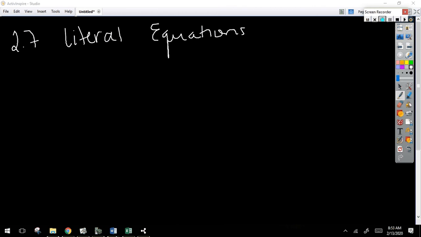All right. Literal equations. What this means is I've got an equation, and it might be all variables, or it might have multiple variables in it. But I'm going to solve it for one of those variables. So as I solve, I don't get x equals a number. I might get x equals 2y plus 5z divided by k. There's going to be other things in there.